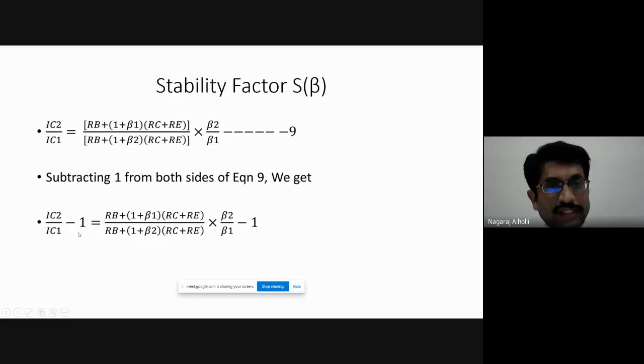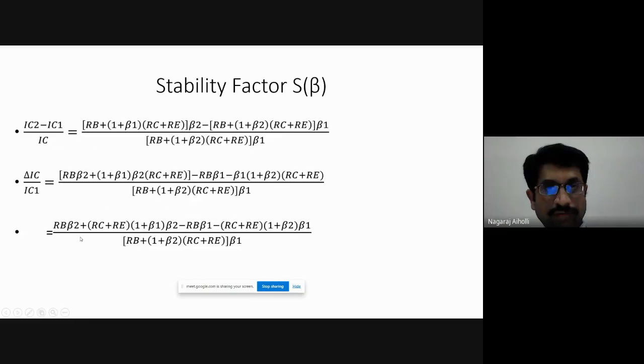IC2 by IC1 minus 1, that is equal to [RB plus (1 plus beta 1) into (RC plus RE)] into beta 2, the whole divided by [RB plus (1 plus beta 2) into (RC plus RE)] into beta 1, minus 1. Okay. Now we have to simplify this LHS. Take IC1 as LCM. It will be (IC2 minus IC1) by IC1.